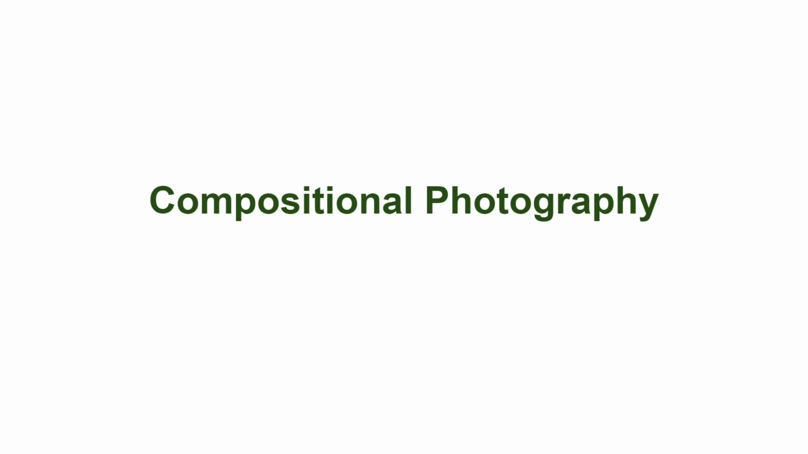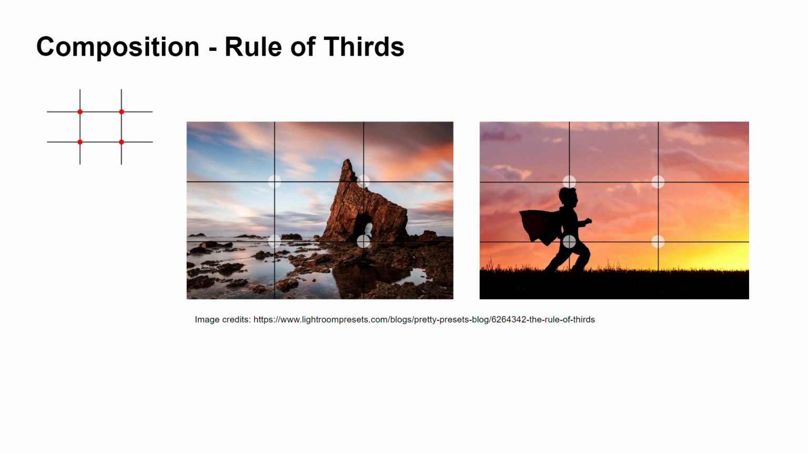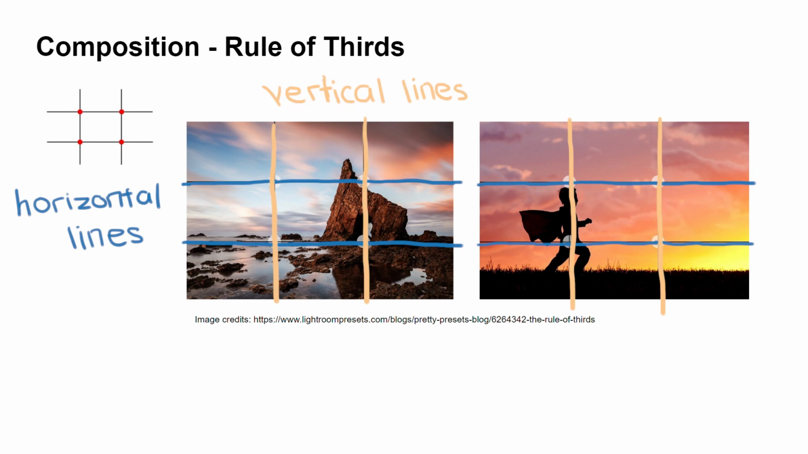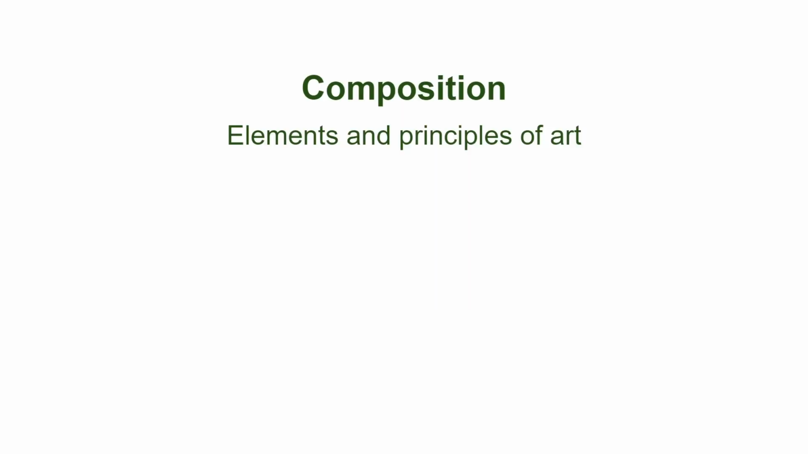Now, let me share with you how you can create compositions using elements such as lines, color, and shapes in photography. The rule of thirds is one of the most common rules in creating a composition. In this example, you can see how the image is divided evenly into thirds, both horizontally and vertically. The subject of the image is placed at areas where the lines cross each other or along one of the lines for focus.